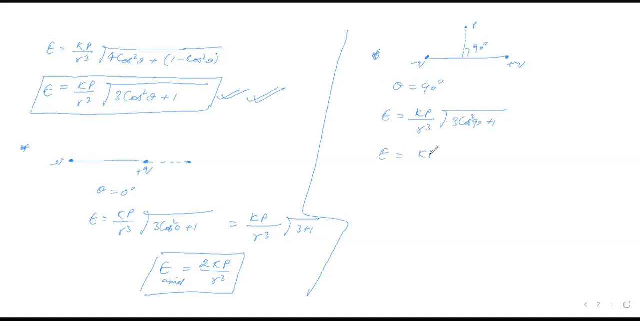It will be Kp over R cube root of 0 plus 1. So E is equal to Kp over R cube. This is your value of E equatorial. We can easily calculate from this equation the value of E axial and E equatorial. Note it down, please.